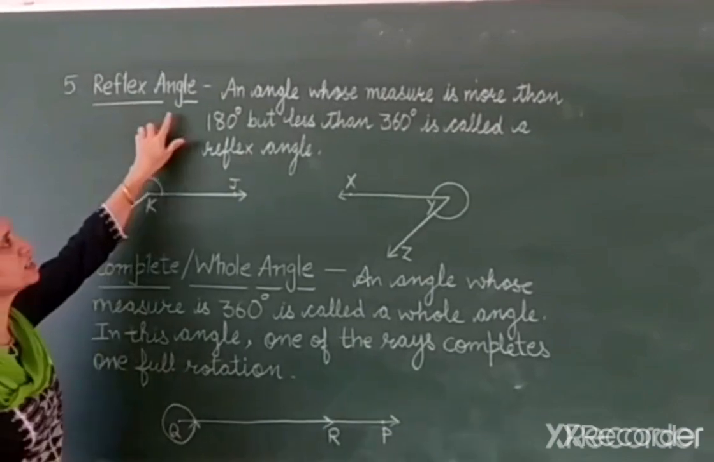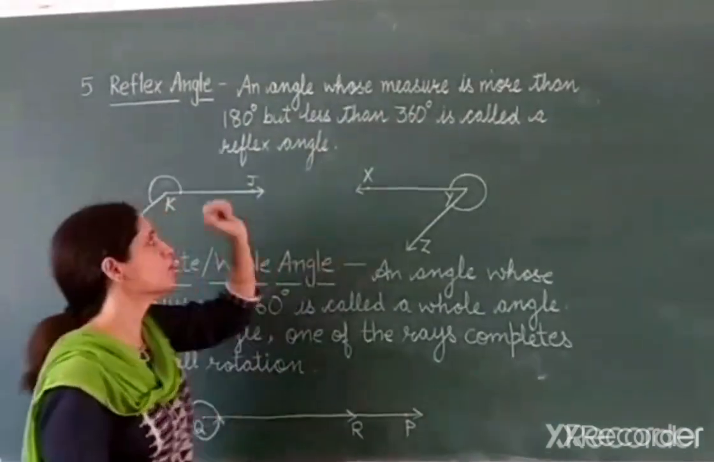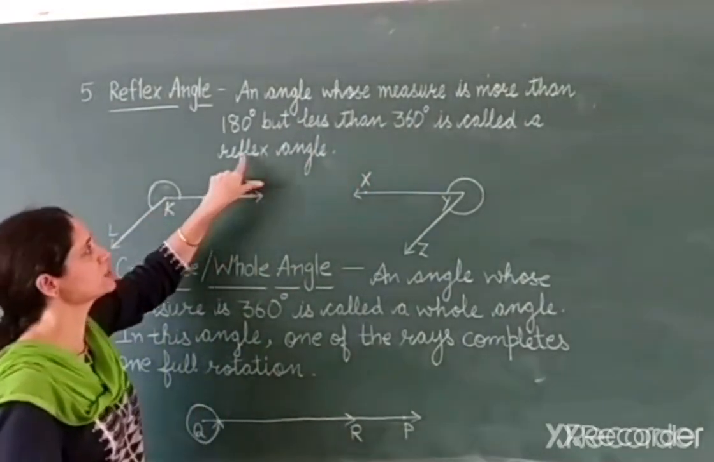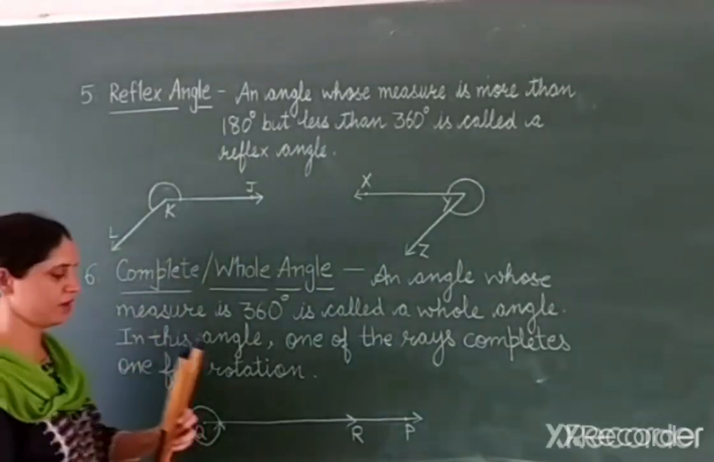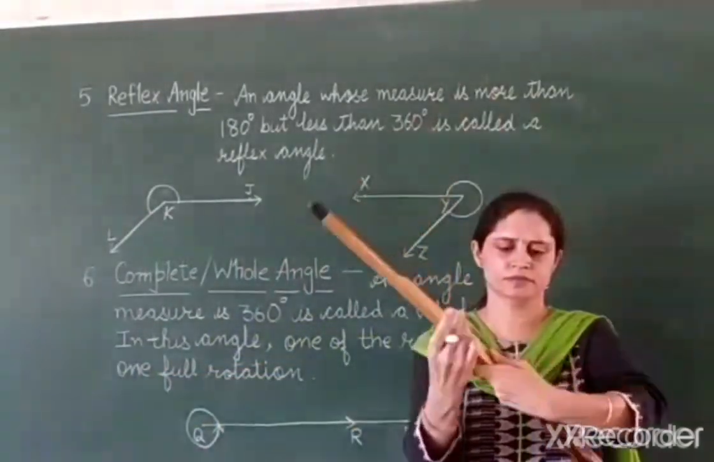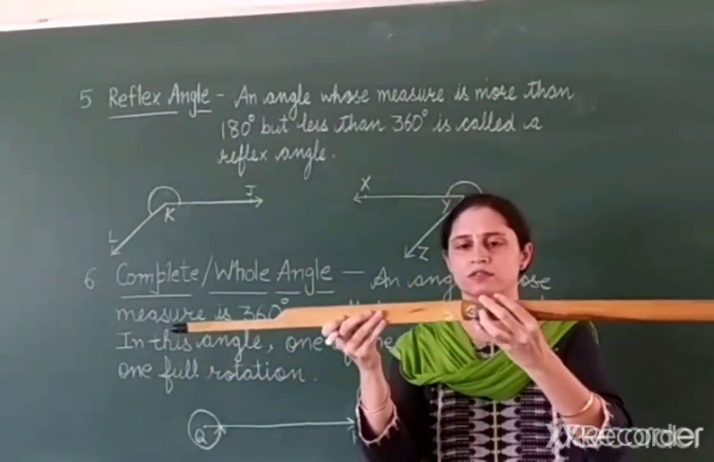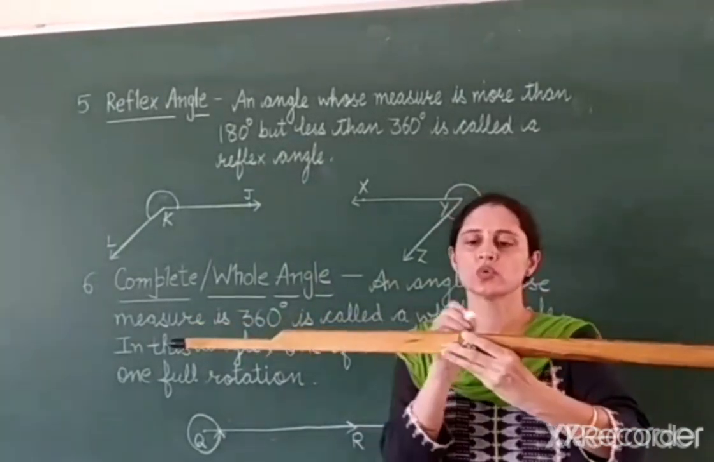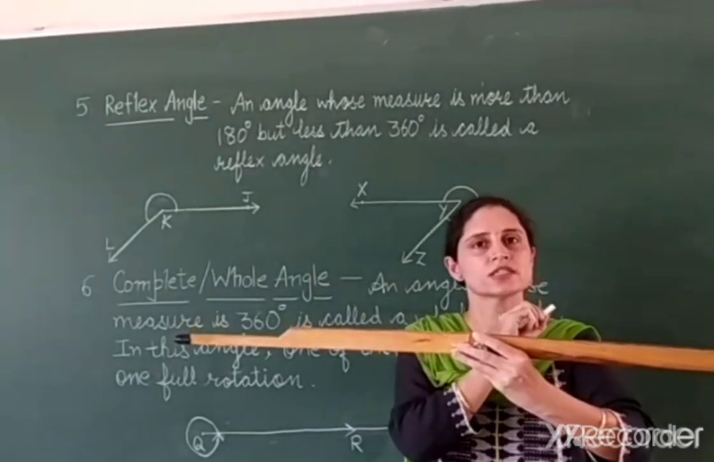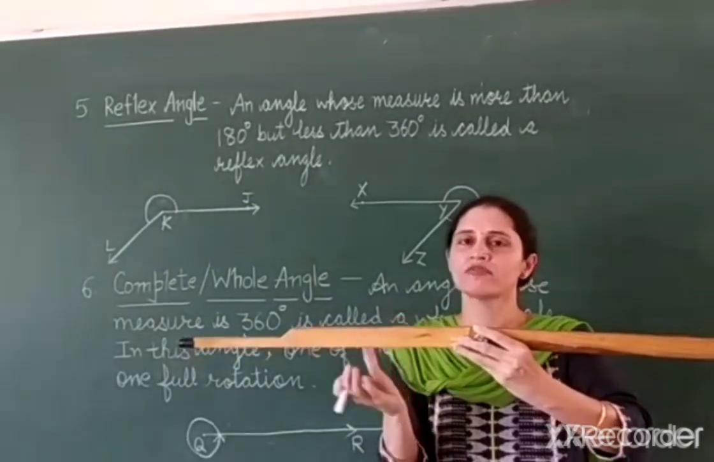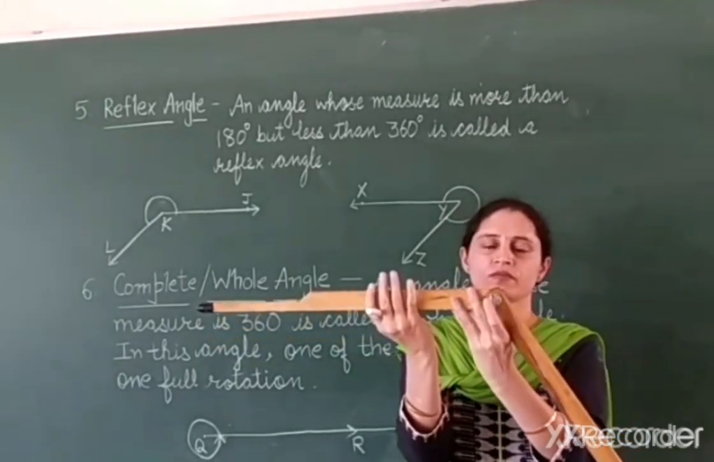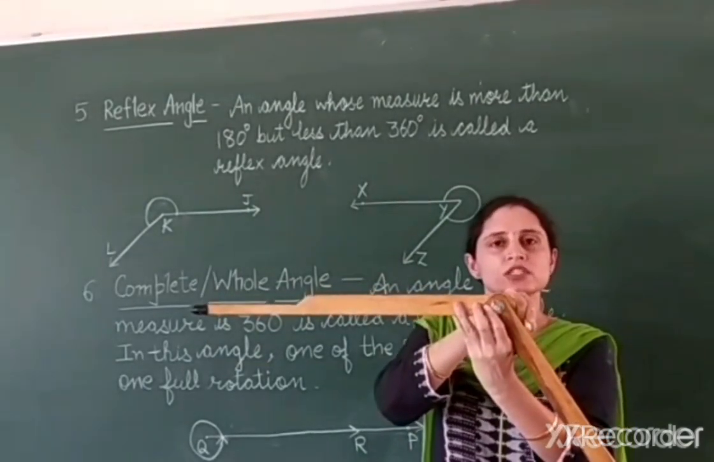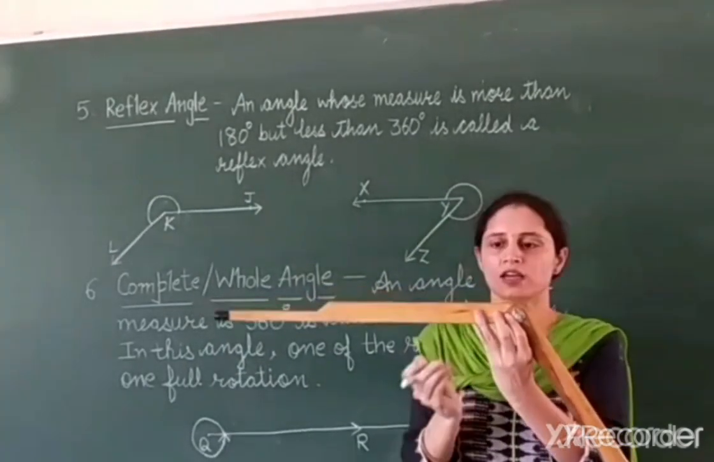Now next is reflex angle. An angle whose measure is more than 180 degree but less than 360 degree is called a reflex angle. For example, this is one ray, this is another ray. These are opposite to each other, so these two rays form an angle. So it is a straight angle. But when this ray moves away from this ray, now we will mark the angle from this point to this point. So this is known as a reflex angle.